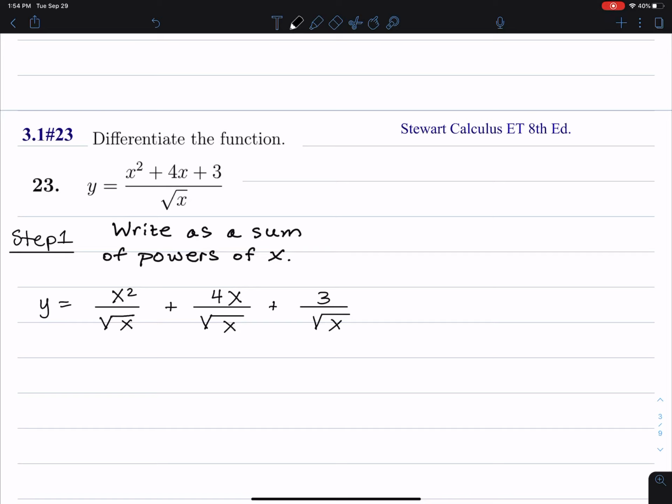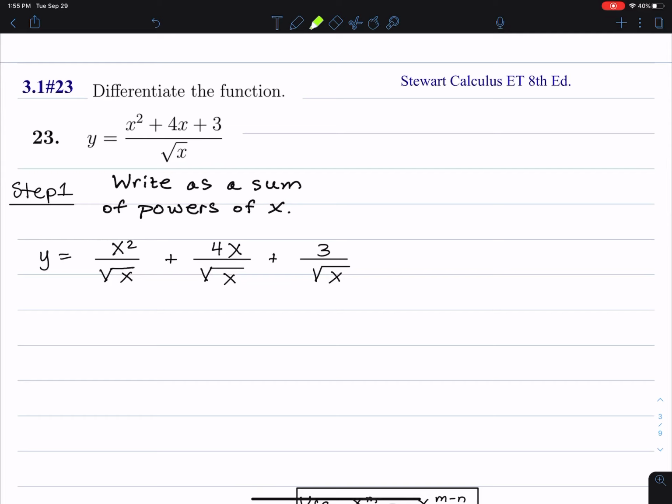Now, let me tell you why I'm doing this. Because what I want to do is write each of these terms as a power of x, and then I will differentiate by using the power rule. This works because we only have a single expression here, square root of x, a single term, which is a power of x. If this were just a little bit different, like square root of x plus 5, it won't work. It has to be a single power of x.